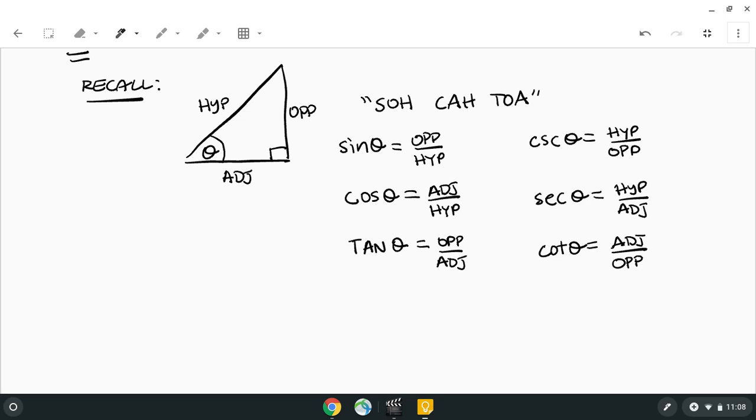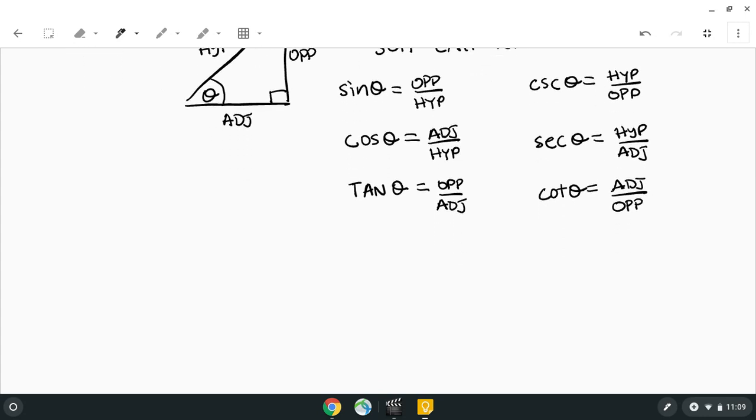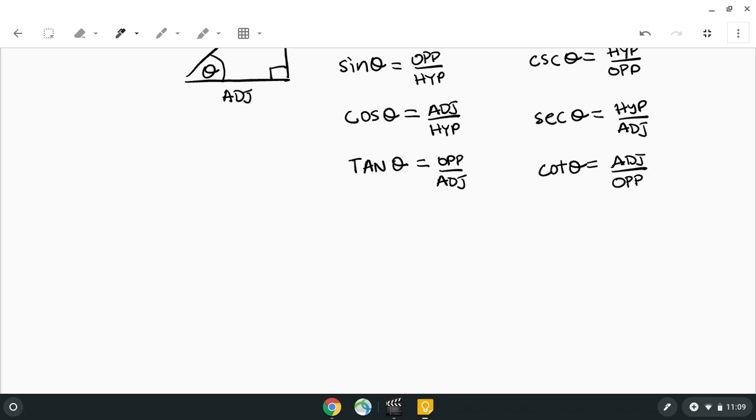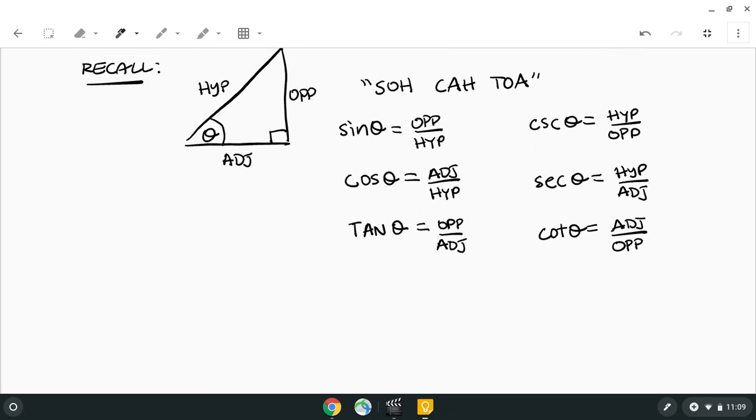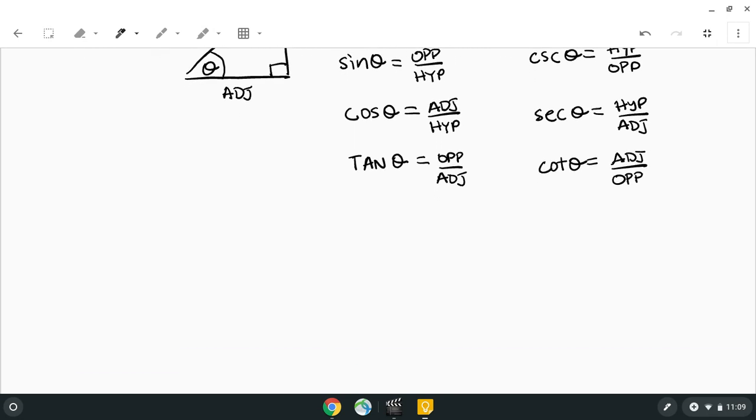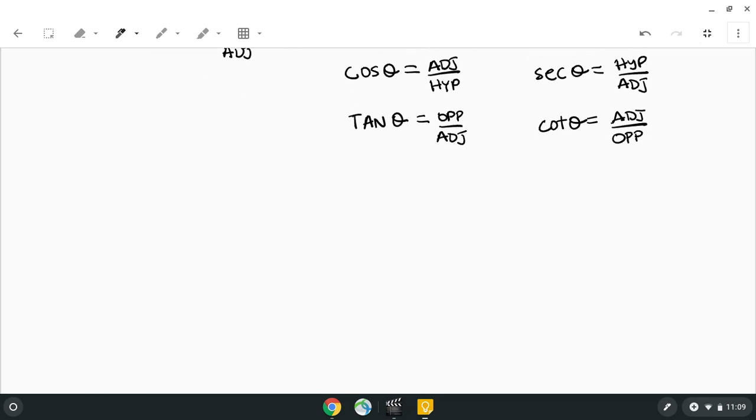Okay, so if you took trig, then you probably have this memorized still. Very basic for trigonometry. If you don't have this memorized, you better hurry up and memorize that. That is something that is expected of you if you've taken trig. All right, so we're going to be using those ratios.